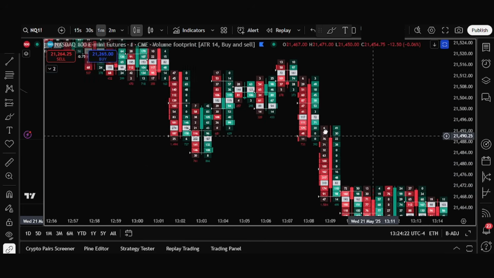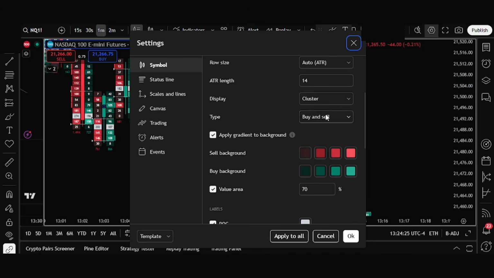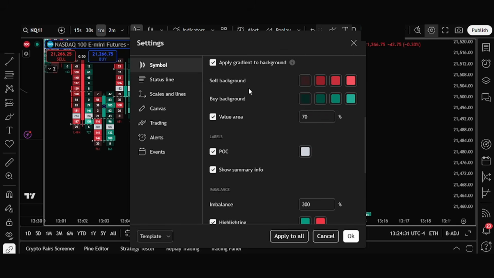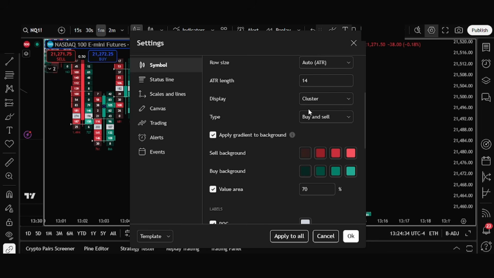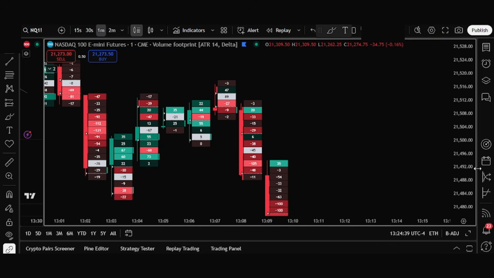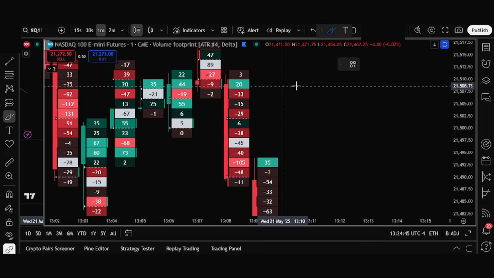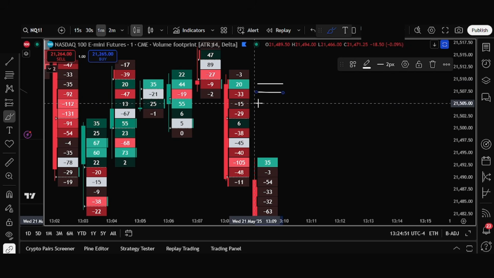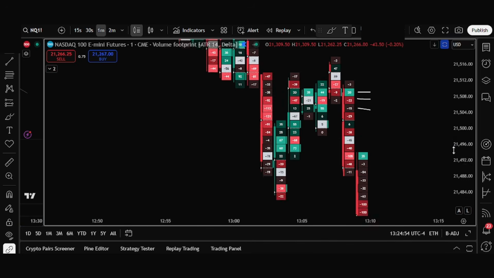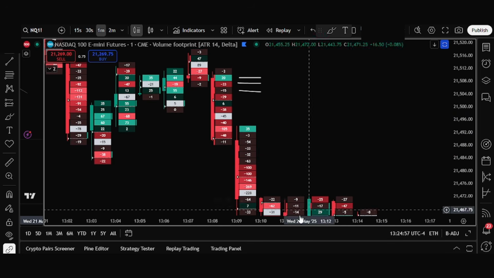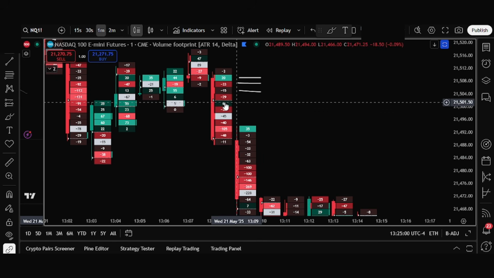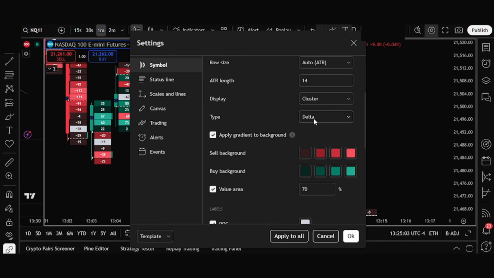So now I want to show how to switch this one to the other footprints. As you can see, after opening the settings of the symbol, you will see this type here. Click on it and select the delta. It will show the delta footprint. As I said, delta is the difference between the buyers and the sellers, the buy volume and the sell volume. It shows it at price levels. We will use this one for finding the absorptions and exhaustions in the next lessons. It's just an introduction lesson, as I said.